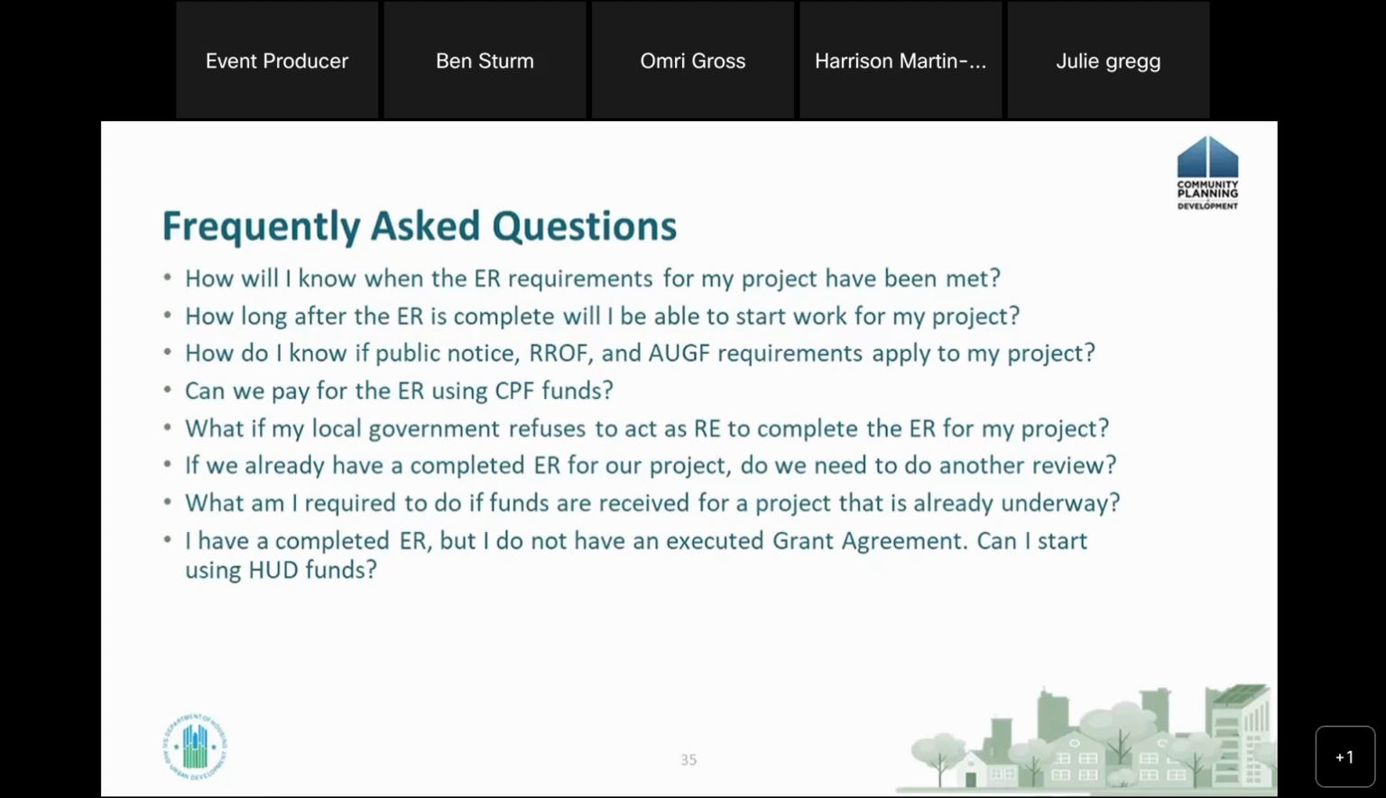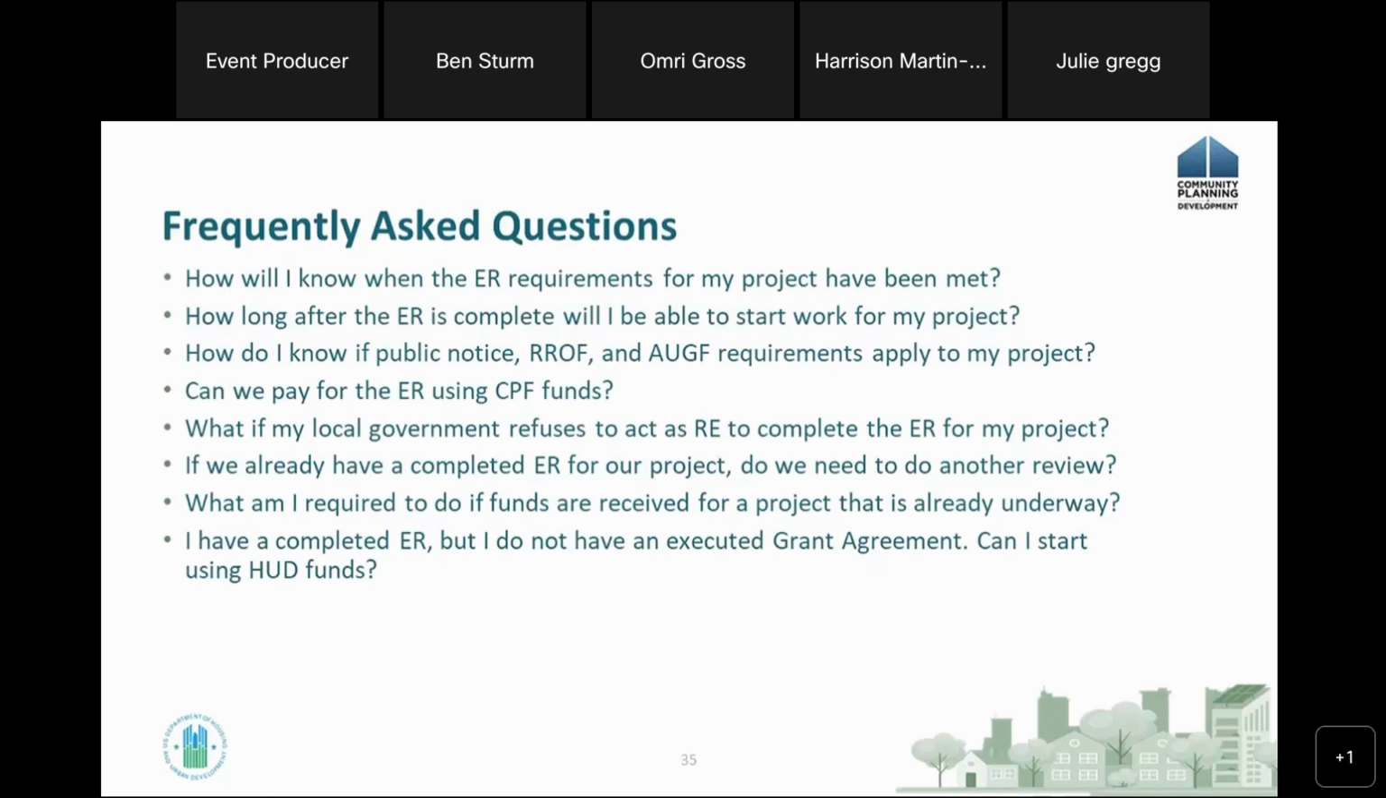Next question is, can we pay for the environmental review using CPF funds? So the answer here is yes. CPF grant funds can be used to pay the responsible entity to assume and carry out the environmental responsibilities under Part 58. So yes, CPF grant funds can be used to pay for the cost of completing an environmental review. CPF funds can also be used to pay for the cost of an environmental consultant if necessary.